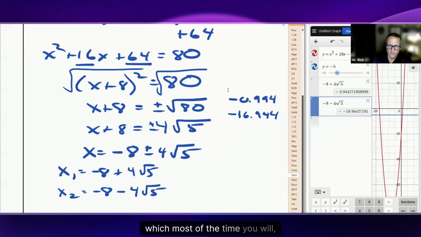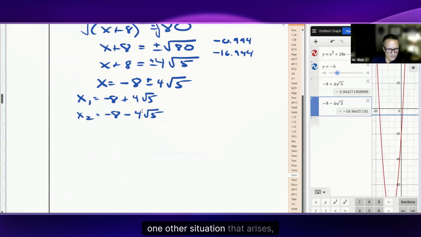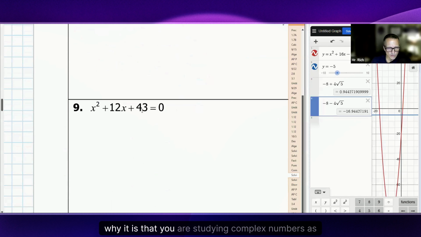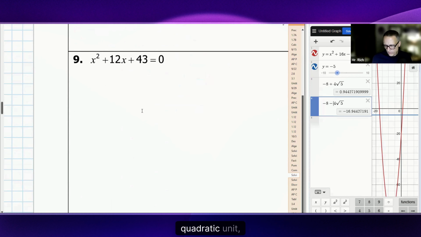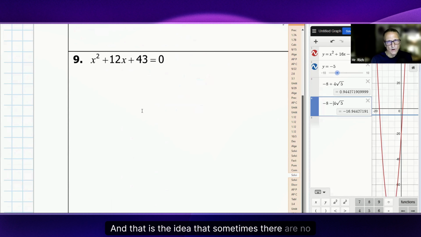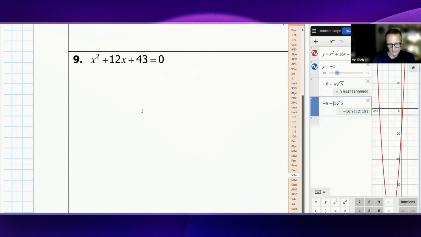But if you do want to get them in exact answers, which most of the time you will, graphing is not really the way to go. So you'd have to use either completing the square or the quadratic formula. I do want to show you one other situation that arises, why it is that you are studying complex numbers as a part of the quadratic unit that you're in, those of you that are in Algebra 2. And that is the idea that sometimes there are no real solutions to the quadratic equation because the solutions are complex numbers.